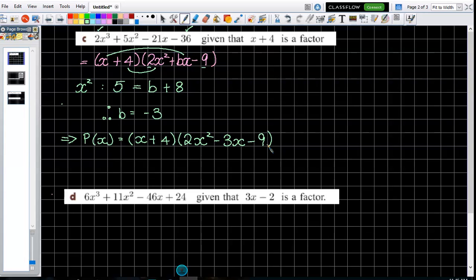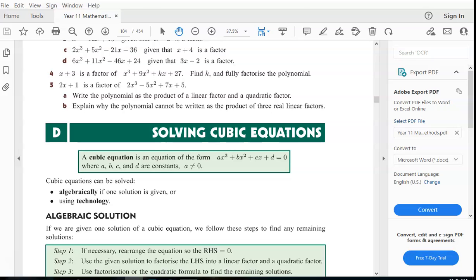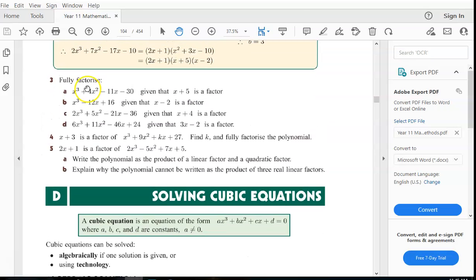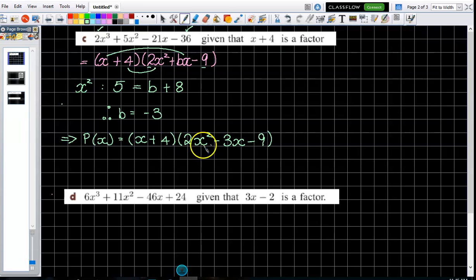But remember, the question has asked us to fully factorize. So we now have to look at this quadratic and see if we can factorize it. And so we're getting practice again with one of those that has a number out the front. I love this.